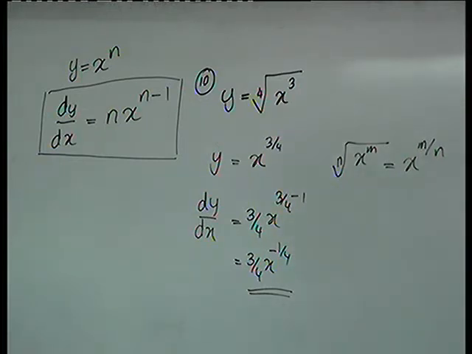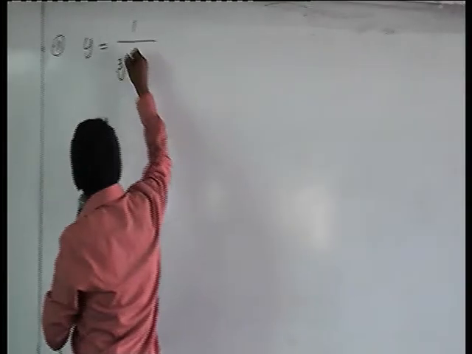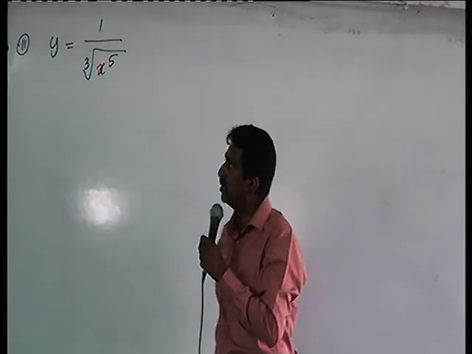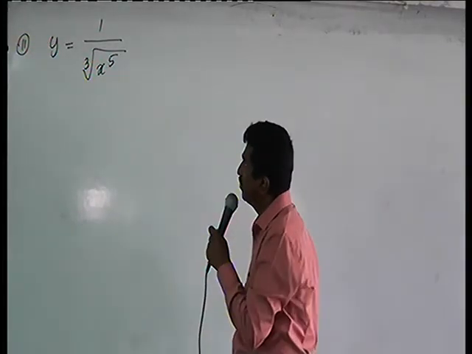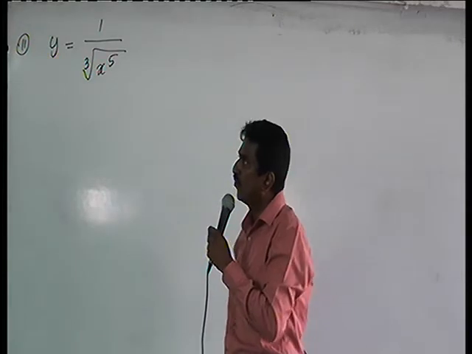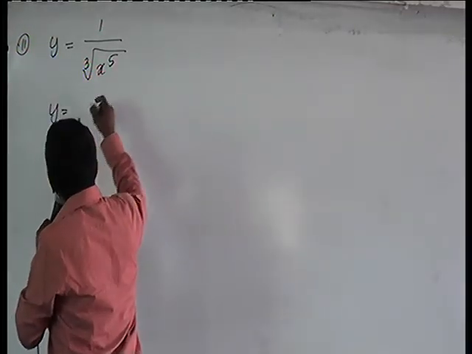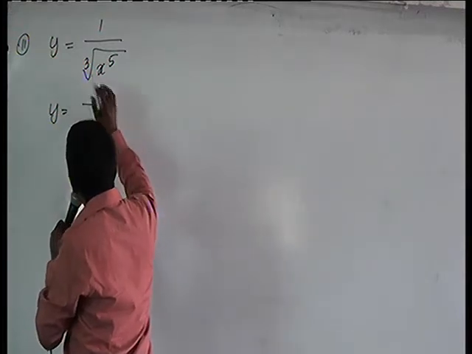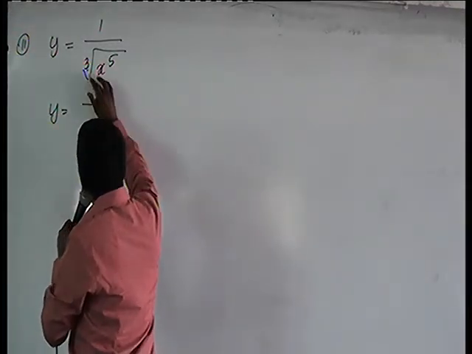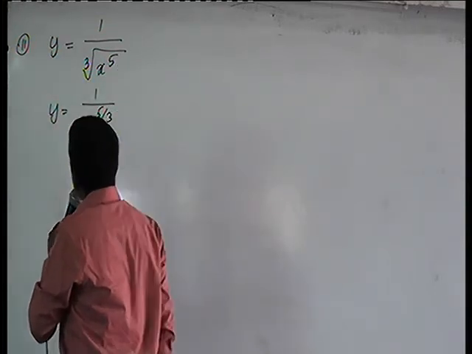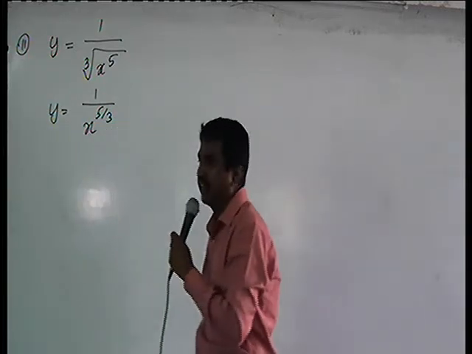One last question. Question number 11. y is equal to 1 divided by the third root of x to the power 5. So you can write this as y is equal to 1 divided by x to the power 5 divided by 3, since the 3 goes to the denominator.